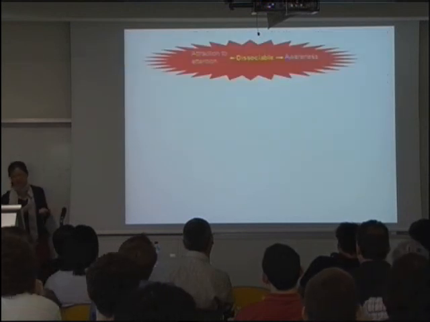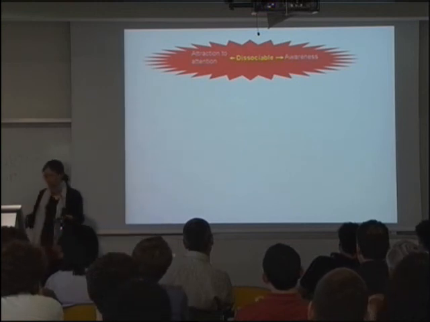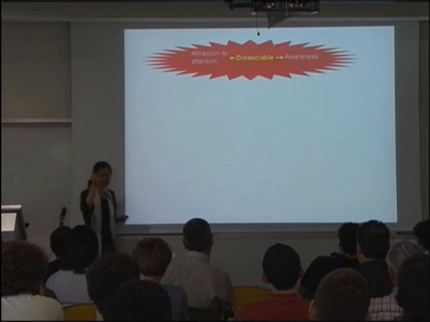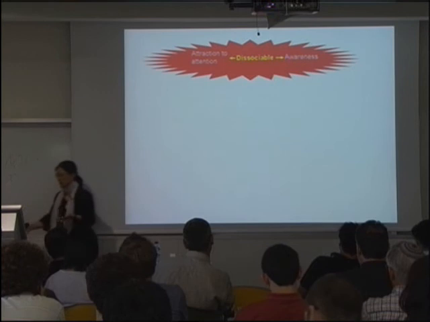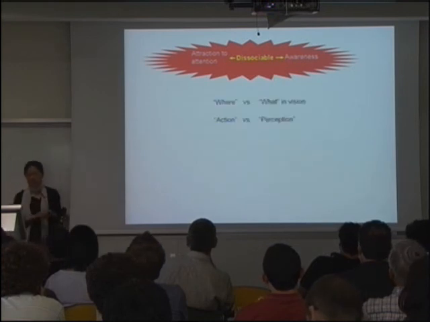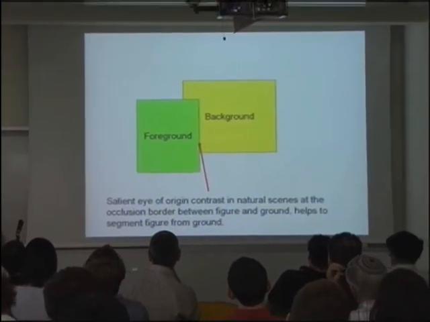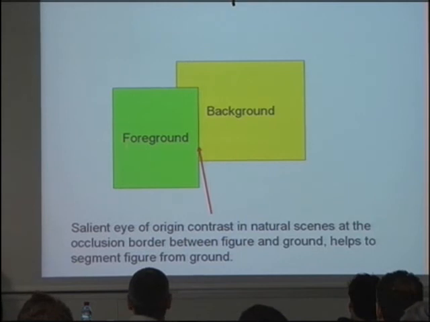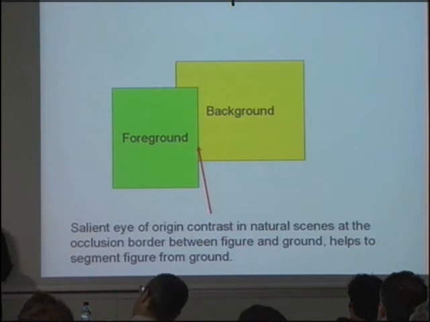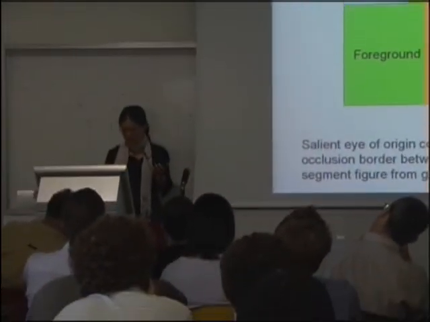So this shows that attentional attraction, which is the action, the movement of the eye, is dissociable from awareness, which makes sense because decoding is after you select. You, of course, select without decoding first. And this is like where versus what, vision and action versus perception. And you may think this is away from everyday life, but every day you have foreground and background, and on the boundary there is a monocular region which can attract your gaze and which can do fast figure-ground segmentation.